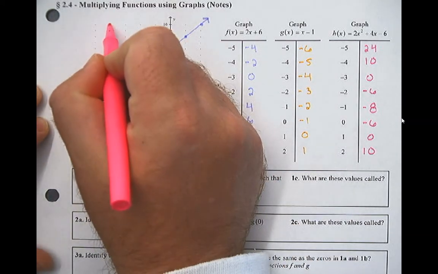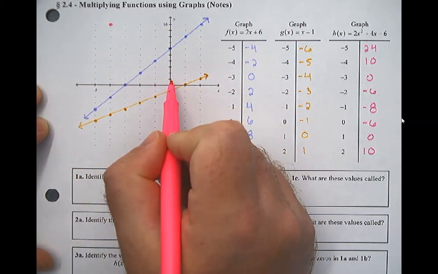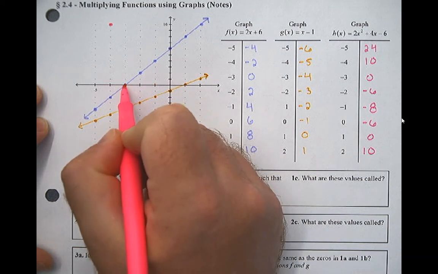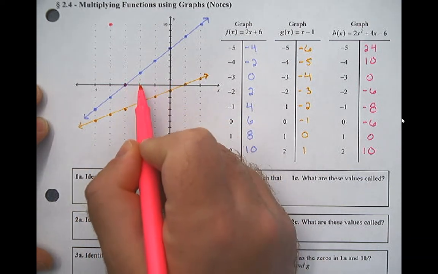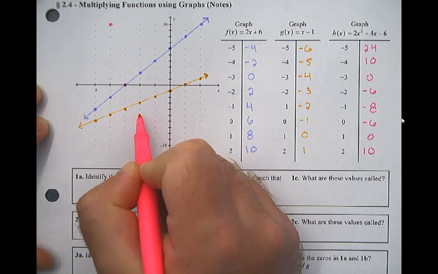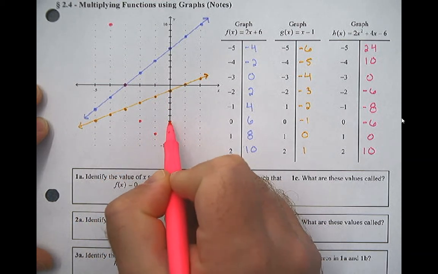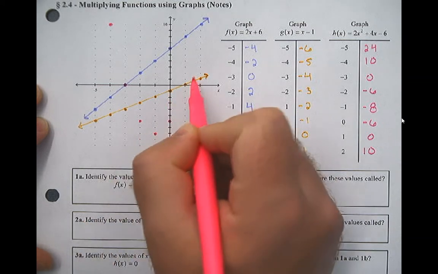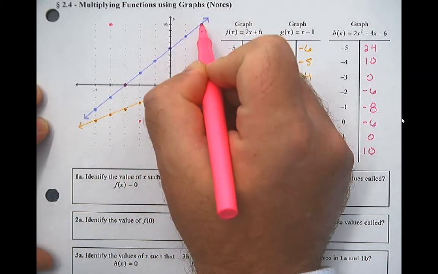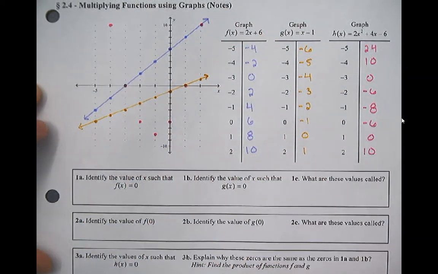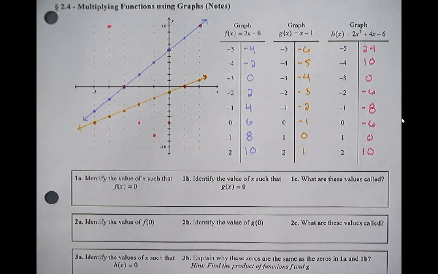-4 is at 10. -3 is at 0. -2 is at -6. -1 is at -8. And then because of our symmetry, because we have an even function when it's quadratic, I can just graph those other ones based off of the left side of the axis of symmetry.